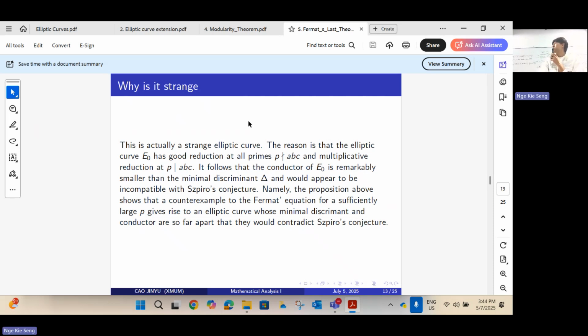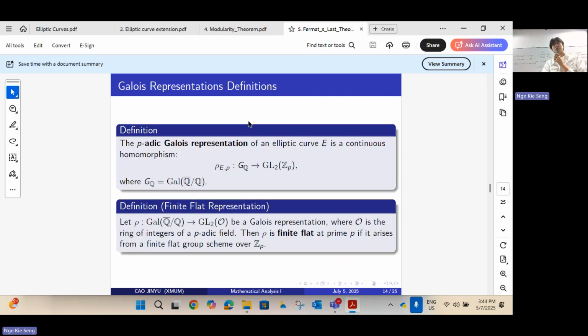So this leads the mathematicians to conclude that this elliptic curve does not exist. Next, we will go through some definitions about Galois representations, but we won't go further, because we just stay at the definition. Just knowing how we define them is enough.